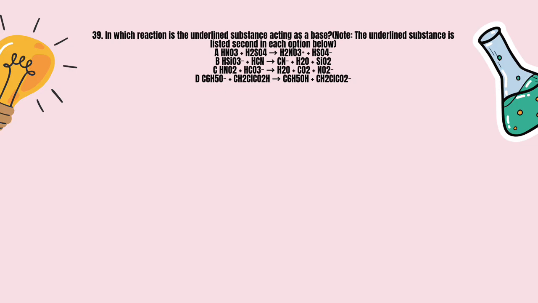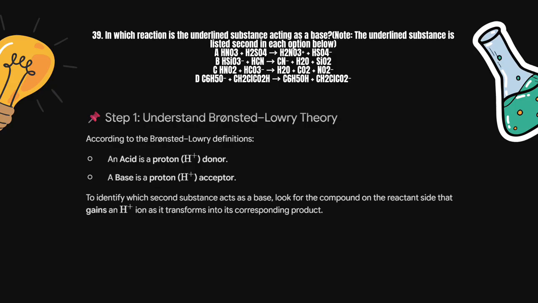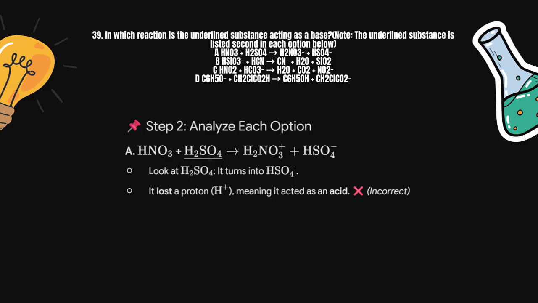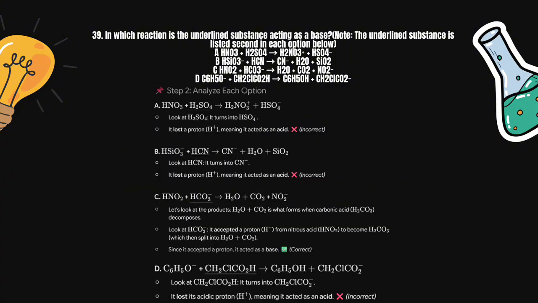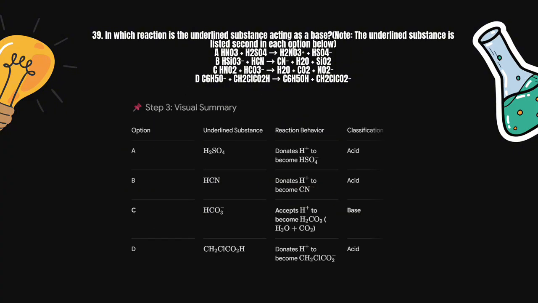And then next, it was question 39. In which reaction is the underlined substance acting as a base? So step 1, you have to understand the Bronsted theory. And then step 2, you analyze each option. And then after you analyze your options, you're going to get this summary. And if we get the answer, it's C.